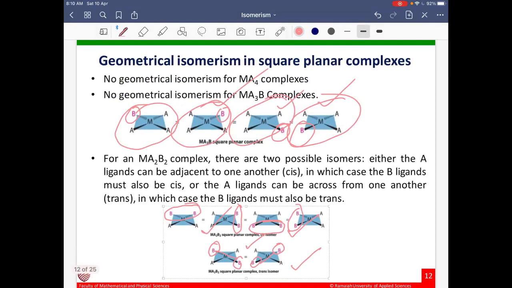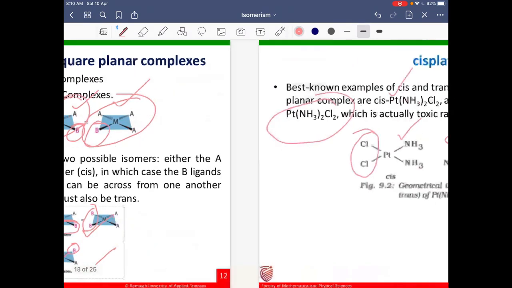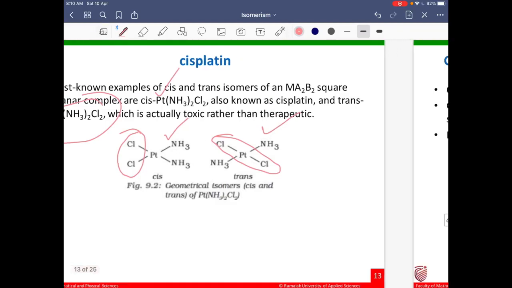So in geometrical isomerism, in Ma4 complexes, no possibility of geometrical isomerism. In Ma3B complexes, no geometrical isomerism is possible. But in Ma2B2 complex, there are two possible geometrical isomers, cis and trans.